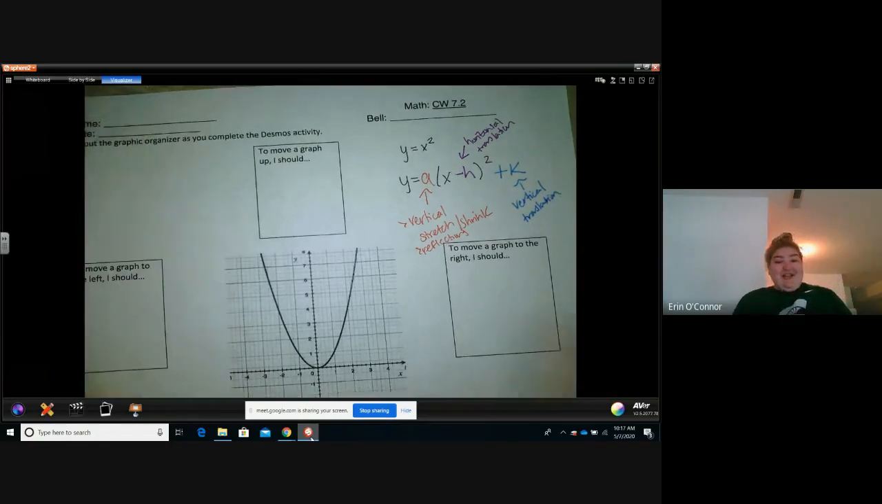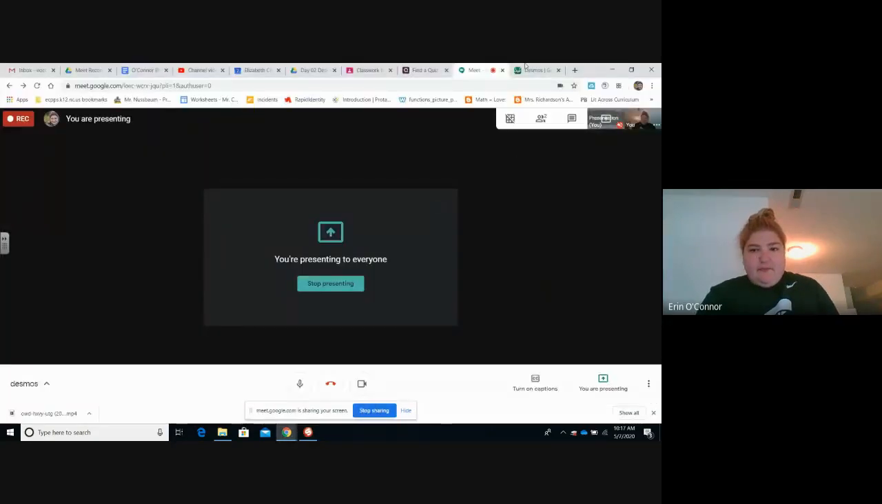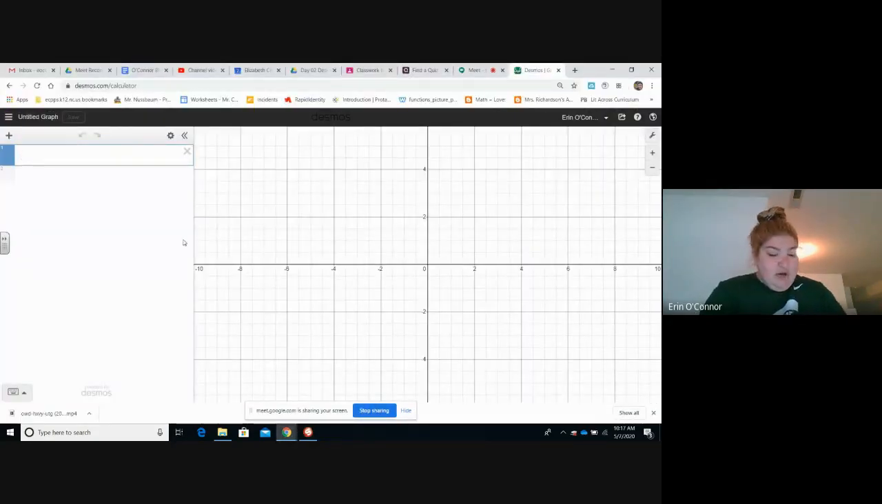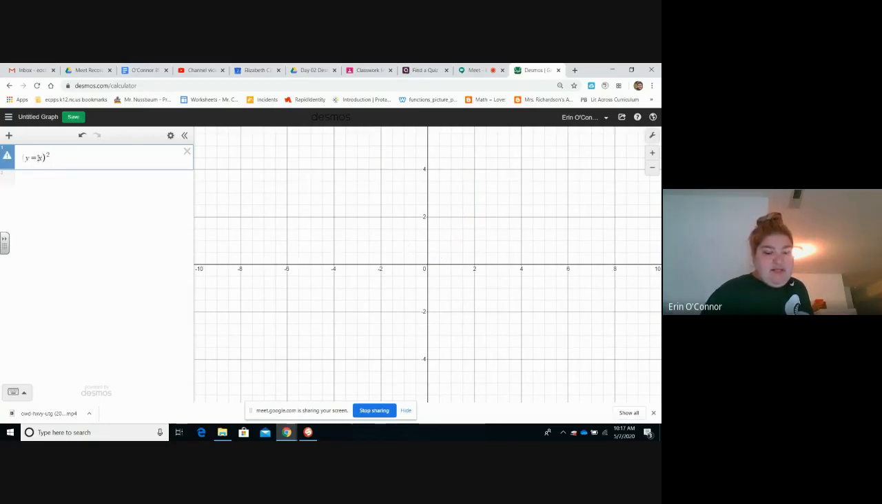So let's try and change these and see what happens. First of all, I'm going to go over to Desmos. And we're going to just put in y equals x squared in here. So this is our most basic function. Now, if I want to move this up, remember I'm changing the k, and the k is being added or subtracted. So first of all, I'm going to put in my parentheses, because I will need parentheses eventually, so I'm going to add those in.